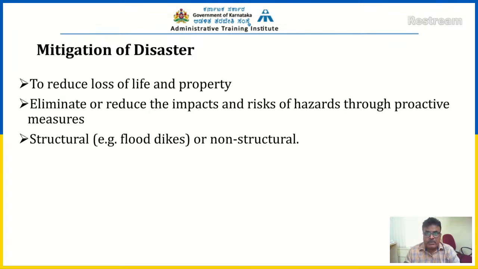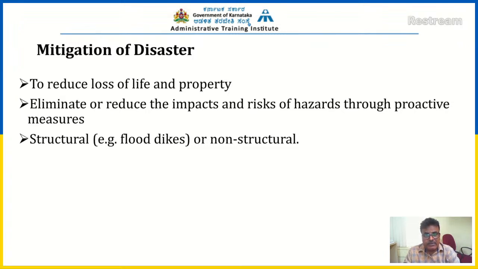So what do you mean by reducing the risk of a disaster? For example, earthquake. How do you reduce the risk? By constructing better houses, by retrofitting the existing houses. That is mitigation. That is structural mitigation, building mitigation. What do you mean by non-structural mitigation?